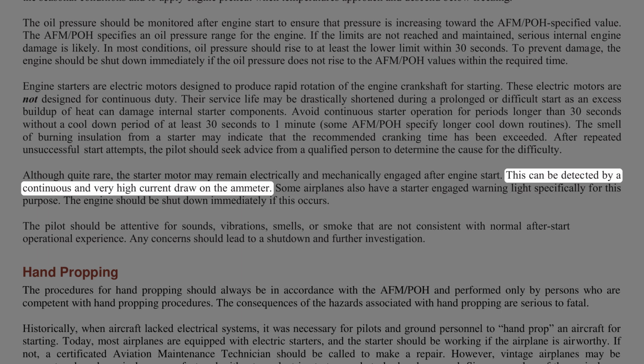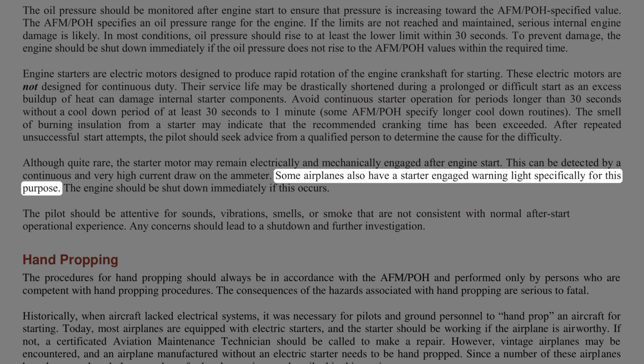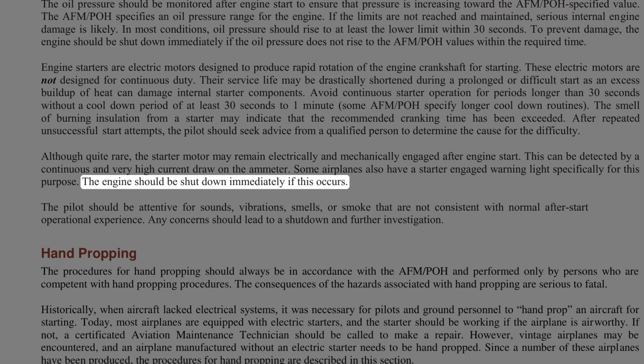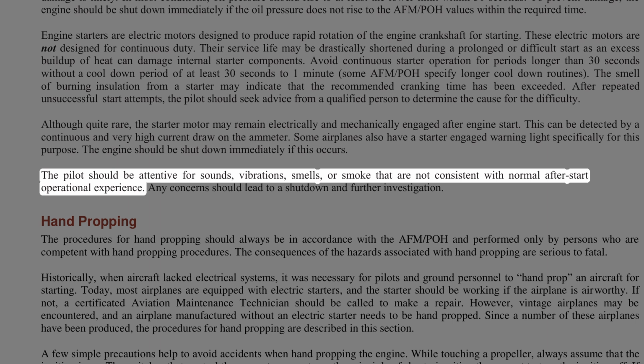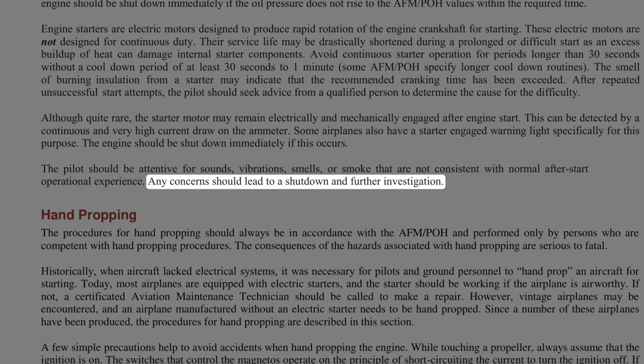This can be detected by a continuous and very high current draw on the ammeter. Some airplanes also have a starter engaged warning light specifically for this purpose. The engine should be shut down immediately if this occurs. The pilot should be attentive for sounds, vibrations, smells, or smoke that are not consistent with normal after-start operational experience. Any concerns should lead to a shutdown and further investigation.